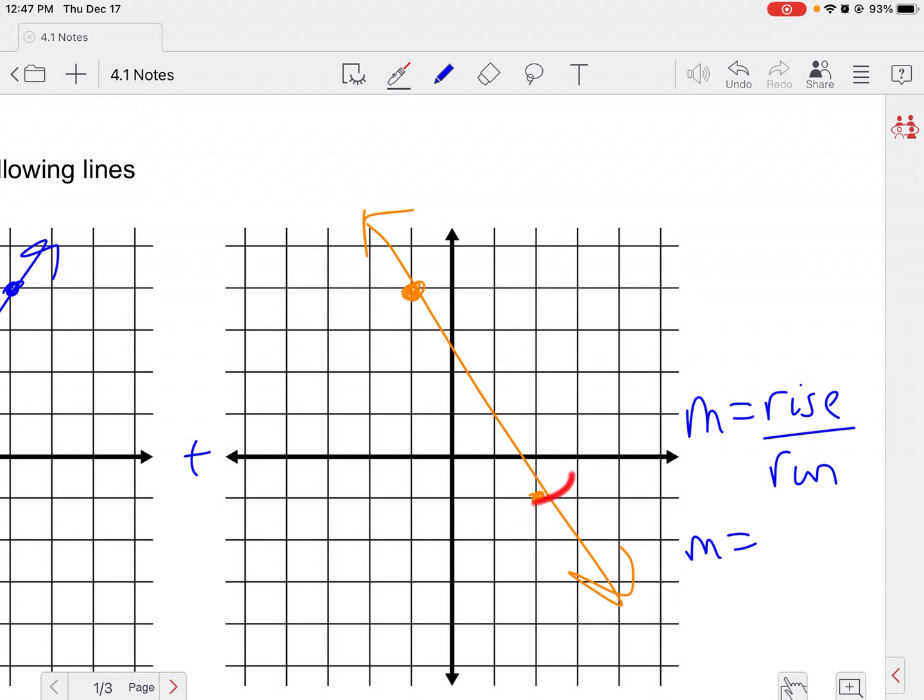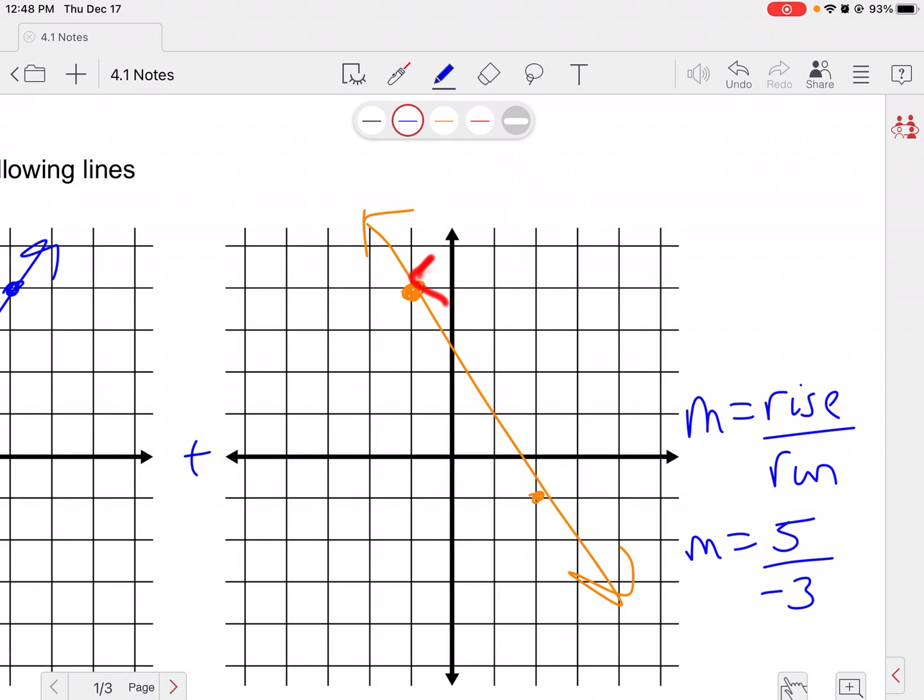I'm going to go up 1, 2, 3, 4, 5. So my top number is going to be 5. And then I'm going to go over 1, 2, 3. But I went over in the negative direction. So this would be over negative 3.